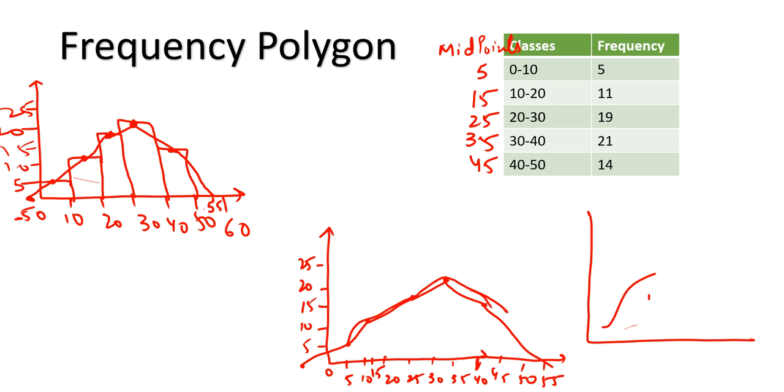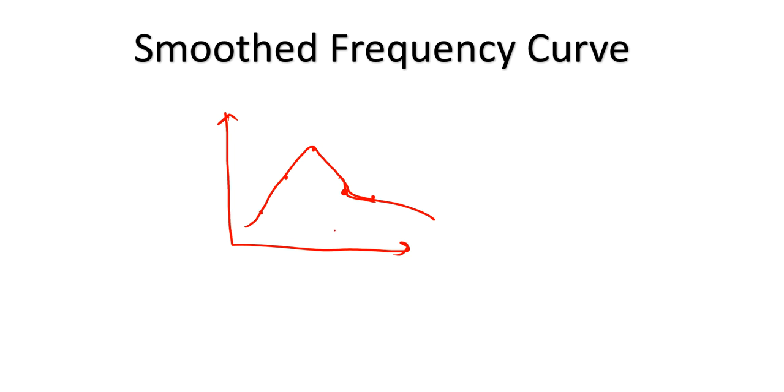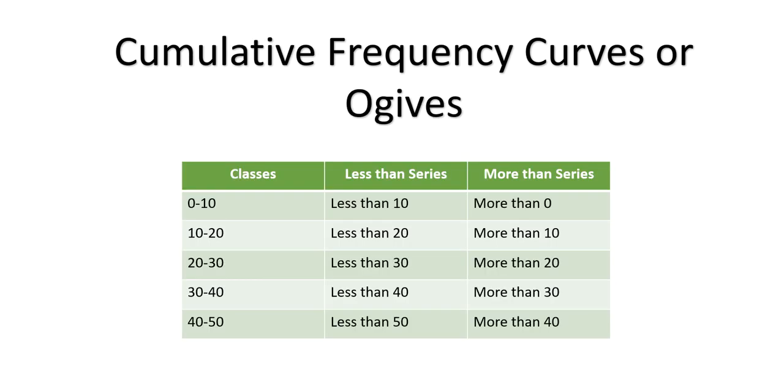Let's suppose when we were constructing our graphs, our points were something like this, this, this, this, this, this. So instead of straight lines, we will make a curve like this. As we can see, this is a curve, right? So this is the only difference between a smoothed frequency curve and a polygon. We were making straight lines there. Here we make a freehand drawing, freehand curves. All our points are smoothed. So that is a smoothed frequency curve.